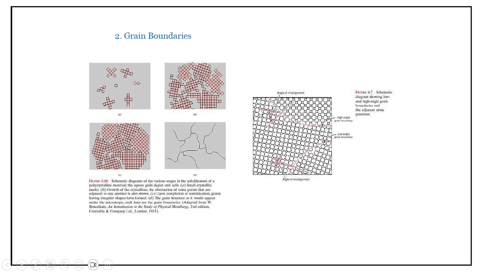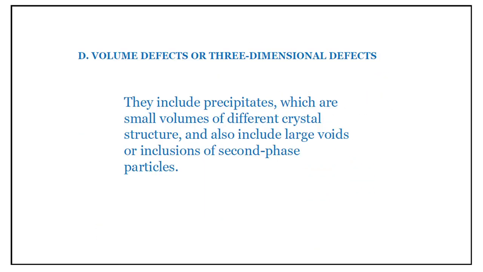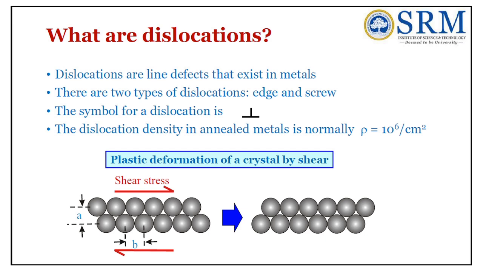So this is also considered as a planar defect. Then the fourth type of defect is volume defects, or three-dimensional defects. They include precipitates, which are small volumes of different crystal structures, and also include large voids or inclusions of second phase particles. Now coming to the next topic, that is dislocations.